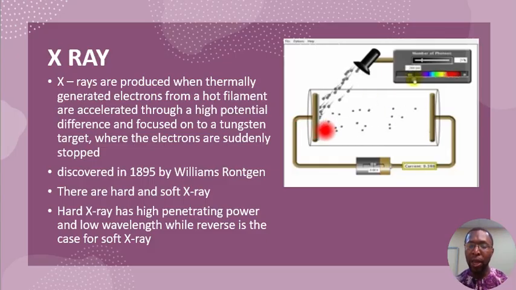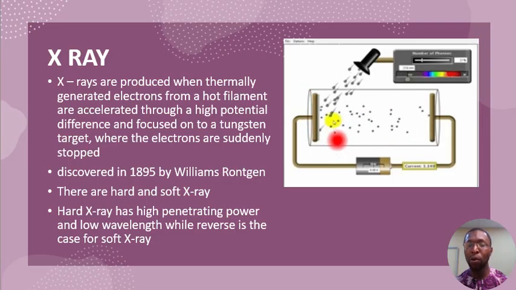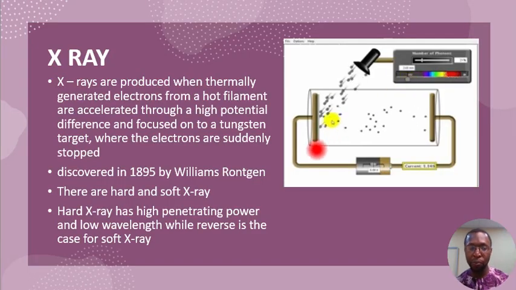So just the same way we produce photoelectrons, that's the same way X-ray are also produced. The only difference here is that instead of using light to heat up the filament, we use electricity to heat it up. And when you heat up the filament, the X-ray are now produced. But we are still talking about the liberation of electron from the metal surface.